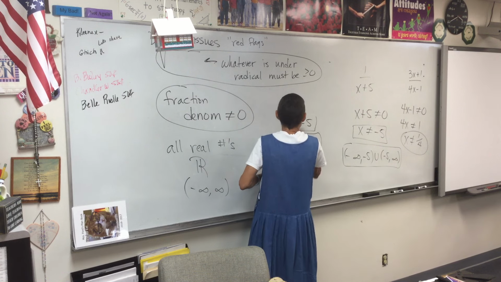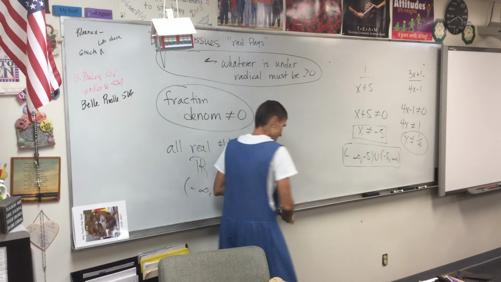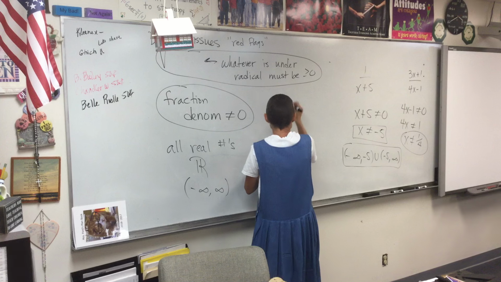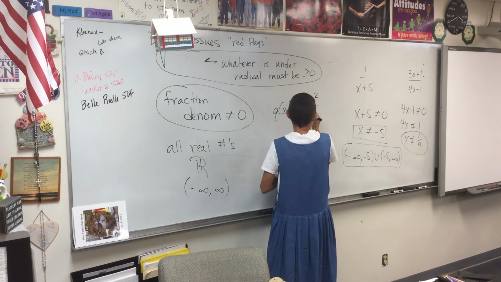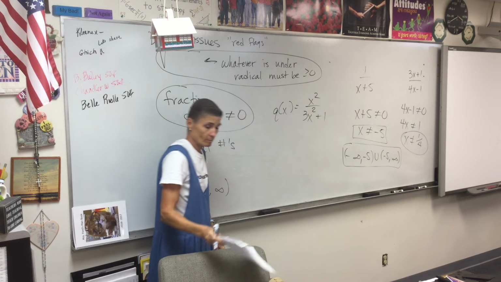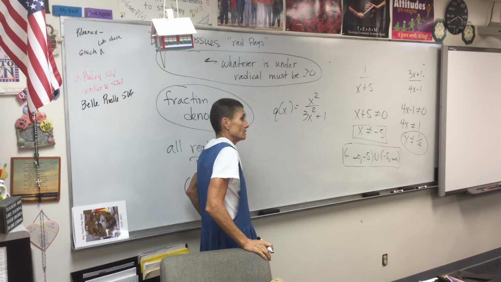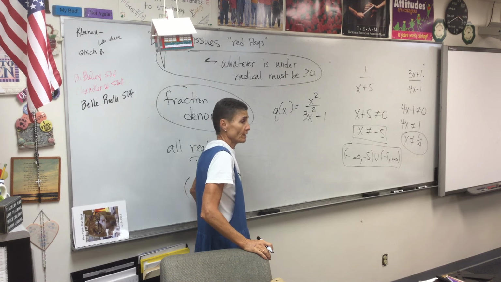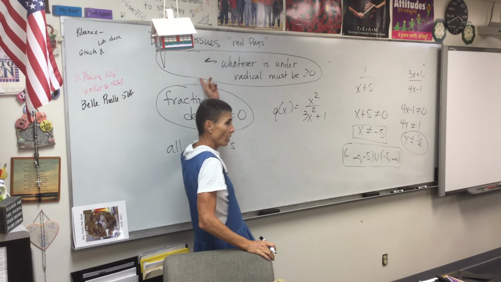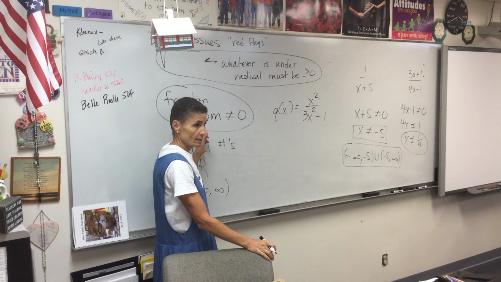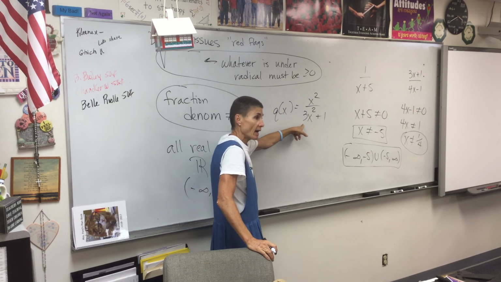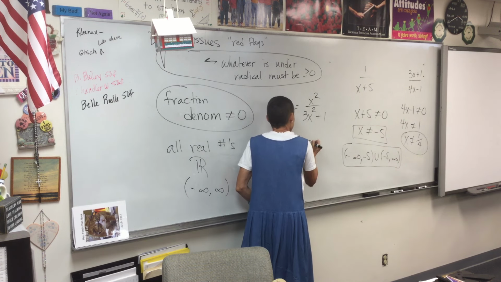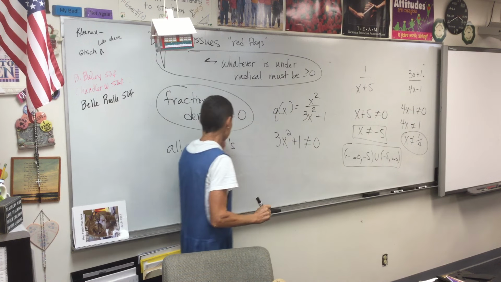Okay, now the last one. This is a tricky one. This is going to blow your mind, so it's a good way to end, I guess. The function is x squared over 3x squared plus 1. Now, the domain is always all real numbers unless there's a problem, right? And what are the problems? Radicals or denominators? Well, shooty, I got a denominator. So I know that my denominator cannot be 0. That's the rule.